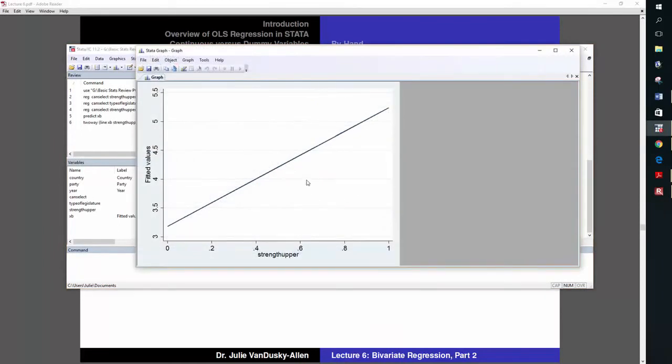And remember, you can copy and paste your graph into a Word document. And you can also edit your graph. You should see Lecture 1 for a review on how to edit graphs if you want a review.